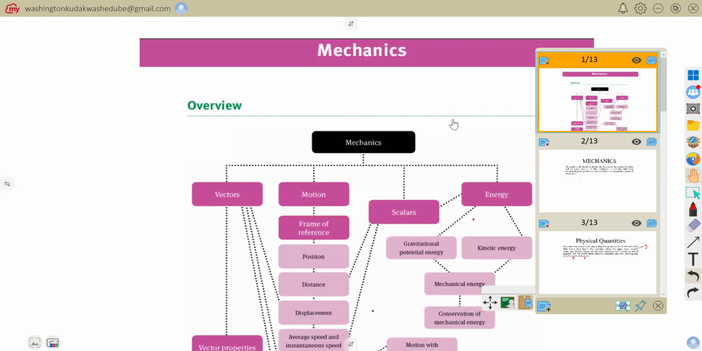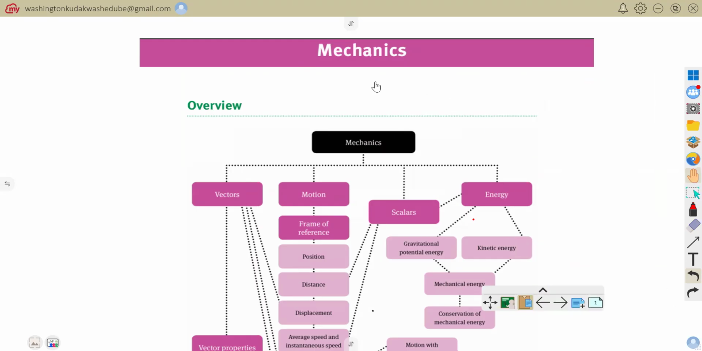So in summary, this is what we wanted to achieve. So we were introducing mechanics as a broad chapter. Now we have introduced that. We now want to go to motion in one dimension.